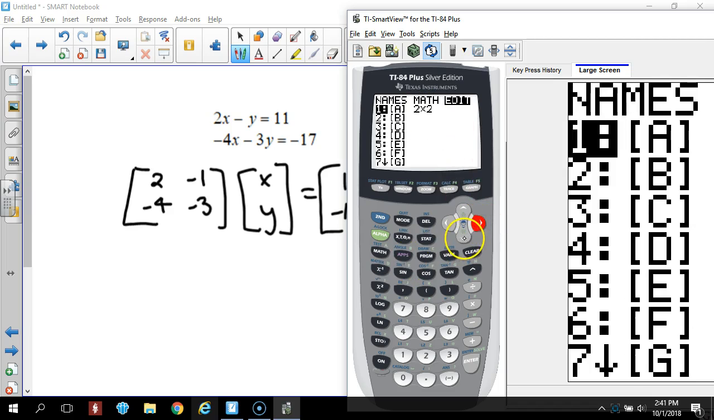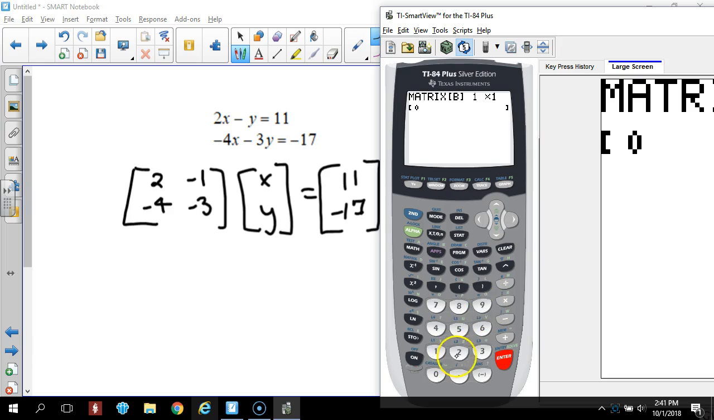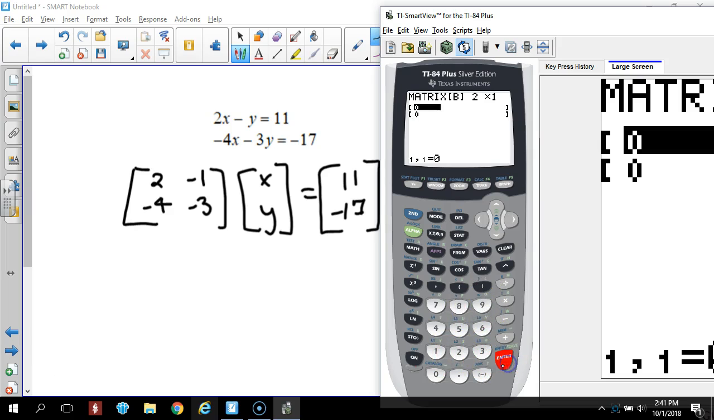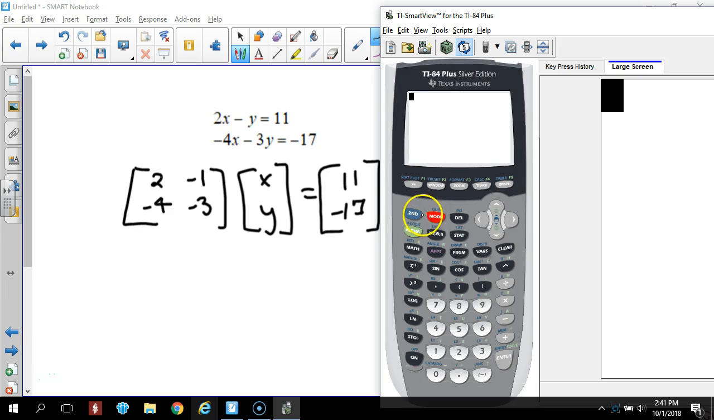I'm going to go over to Edit, and I'm going to go down to 2, and I'm going to put this matrix in right here. This is a 2 by 1. So I have an 11 here, and I have -17 here. Okay, so now I have both of my matrices in here.